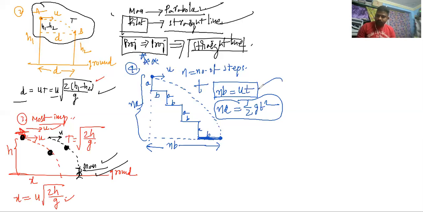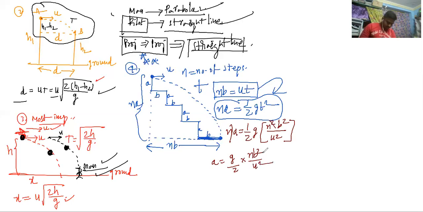Now, let us substitute this T value here. What happens? NA is equal to half into G into T square. T square is N square B square by U square. Just I'm deriving something, right? This is N, this is N. So A is equal to G by 2 into N B square by U square. From this, I just wanted to find the number of steps. So the number of steps is equal to 2AU square divided by GB square.